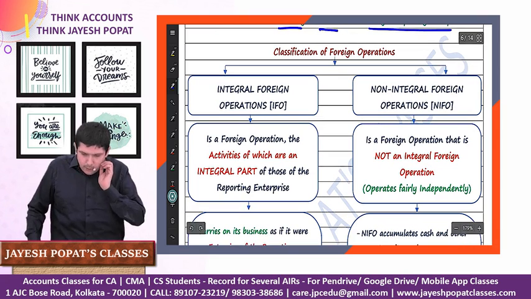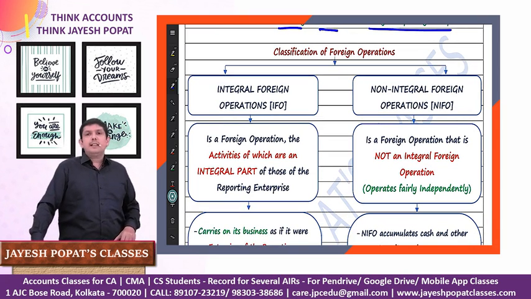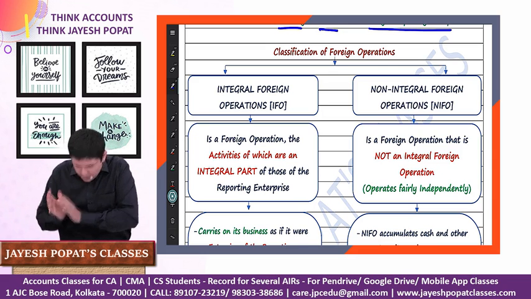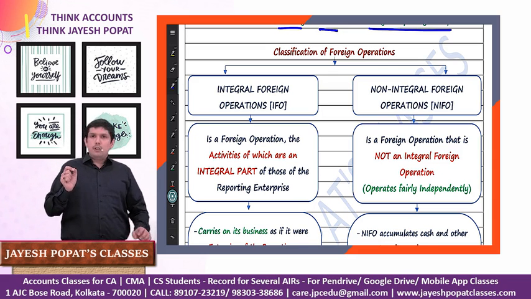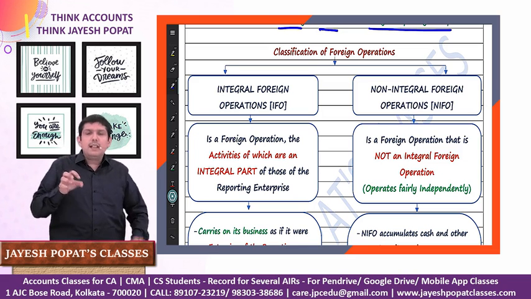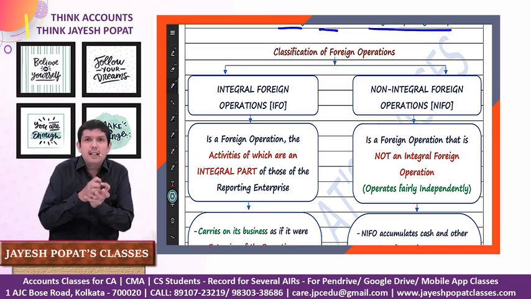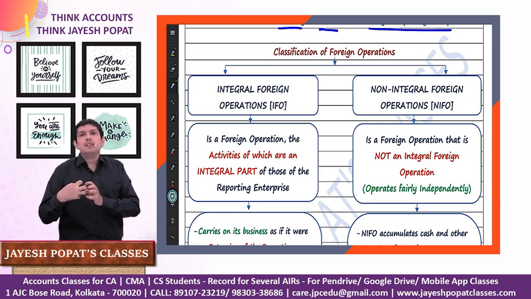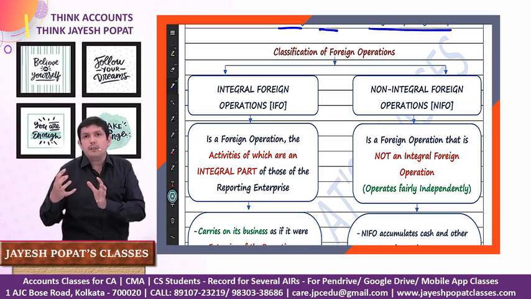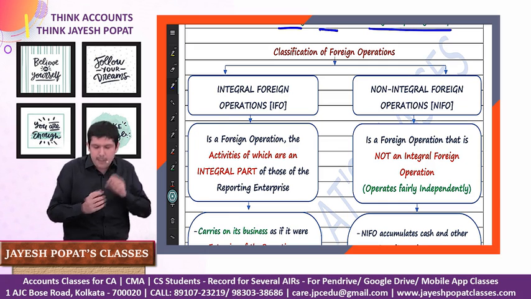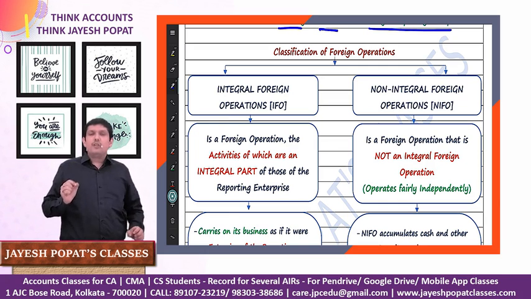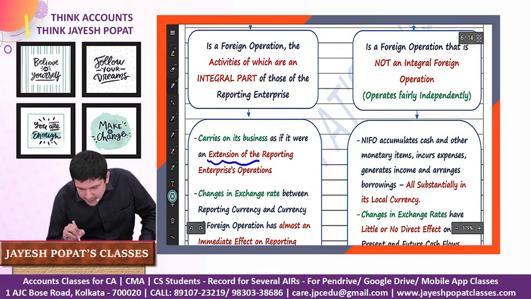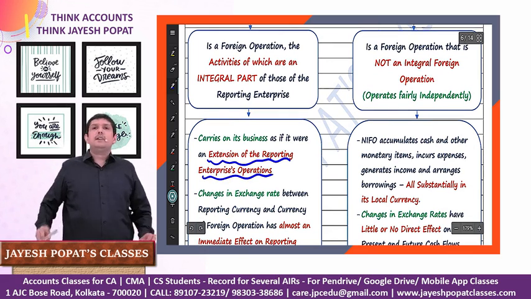Now, these foreign operations are classified into two categories: one which is an integral foreign operation, and another which is a non-integral foreign operation. What is an integral foreign operation? Integral, as the word suggests, means it is a very important part of my operations. Non-integral is my operation, but it is not such an important part, or maybe it is not so much connected with me. So when we talk about an integral foreign operation, we are talking about an operation which is just like an extension of the reporting enterprise's operation.